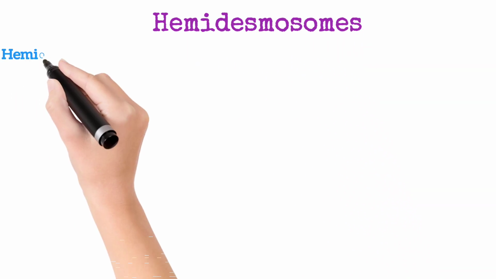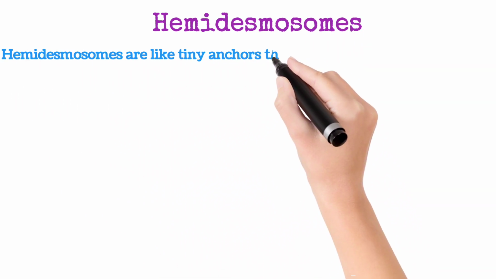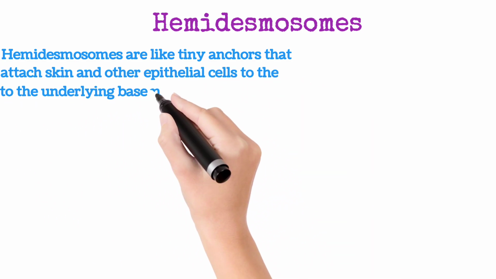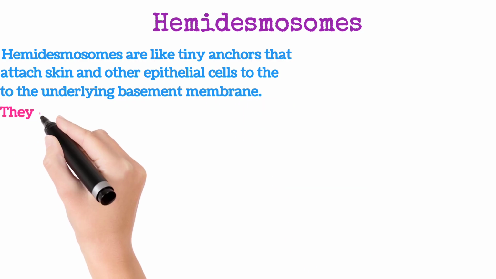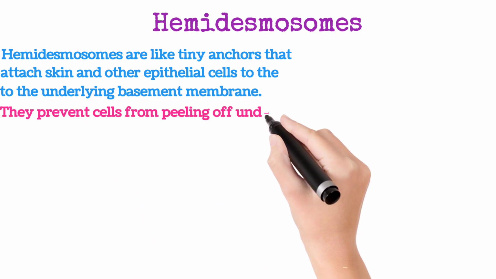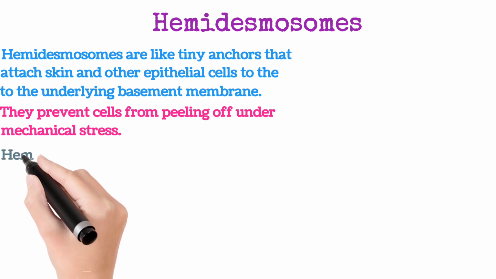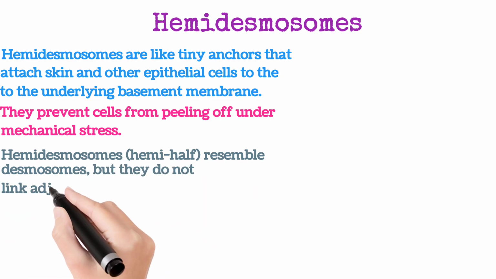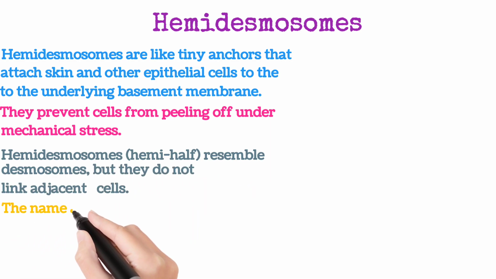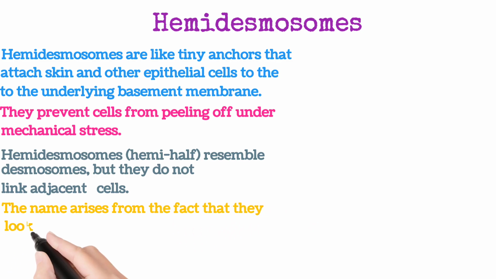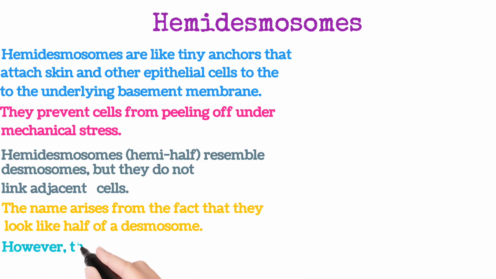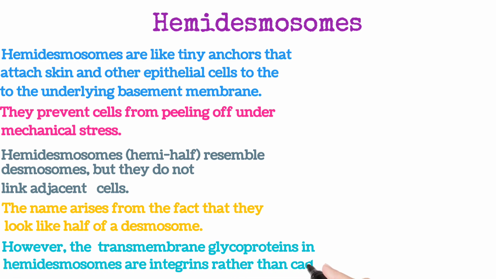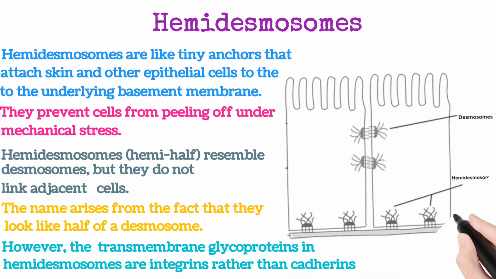Hemidesmosome. Hemidesmosomes are like tiny anchors that attach skin and other epithelial cells to the underlying basement membrane. They prevent cells from peeling off under mechanical stress, like rubbing or stretching. Hemidesmosomes, hemi means half, resemble desmosomes, but they do not link adjacent cells. The name arises from the fact that they look like half of a desmosome. However, the transmembrane glycoproteins in hemidesmosomes are integrins, rather than cadherins.